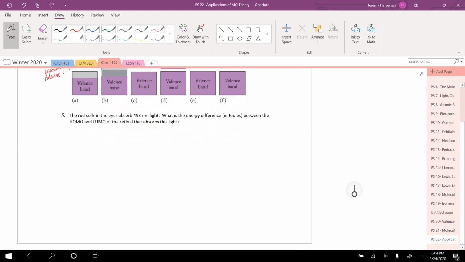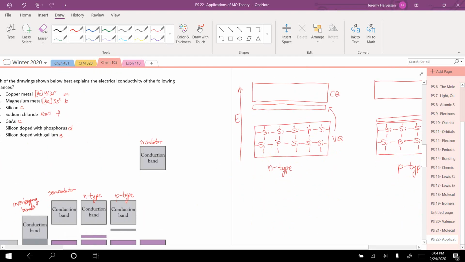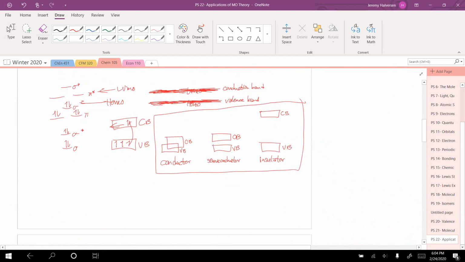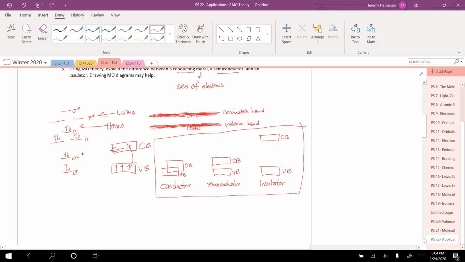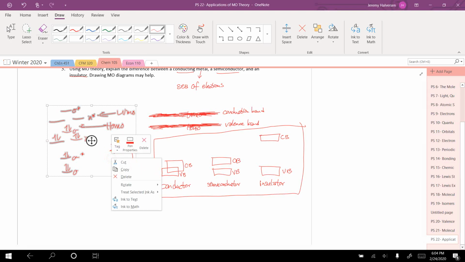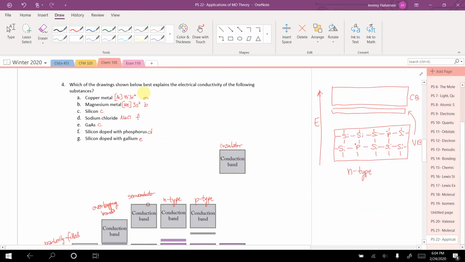All right, the rod cells in the eyes absorb 498 nanometer light. What is the energy difference in joules between the HOMO and LUMO of the retinal that absorbs this light? Okay, so I'm going to jump up here to this picture. Just going to bring it down here.